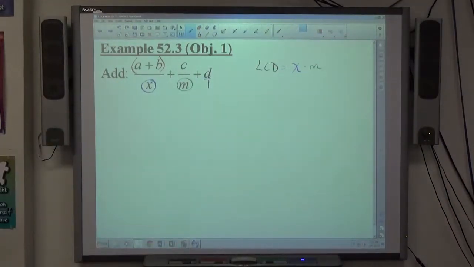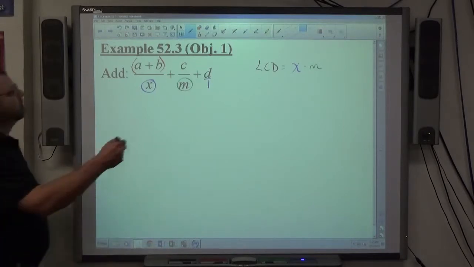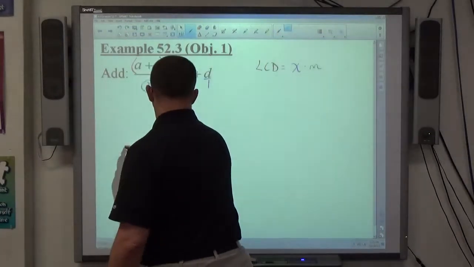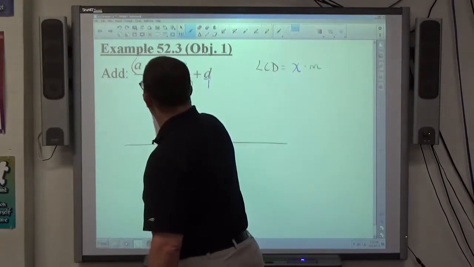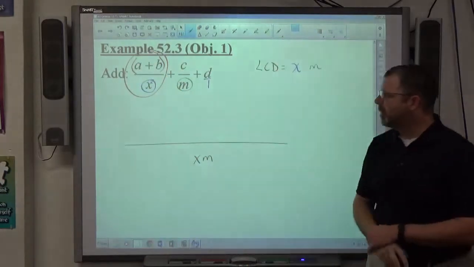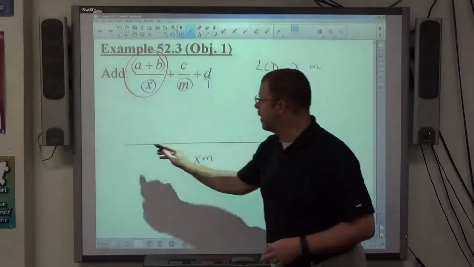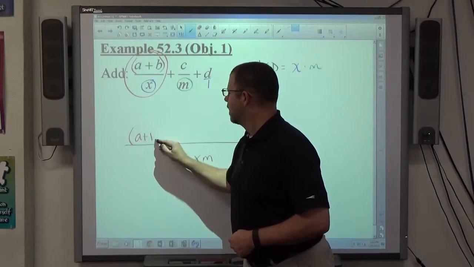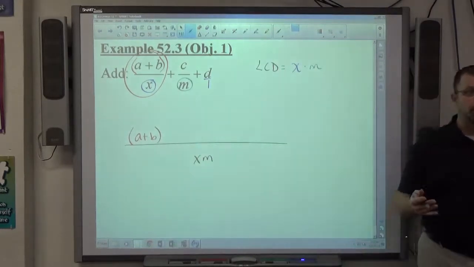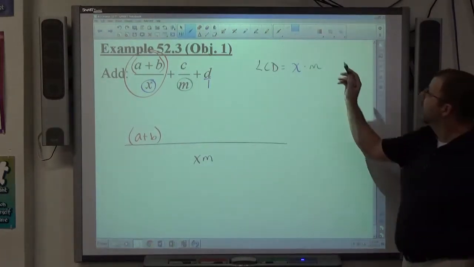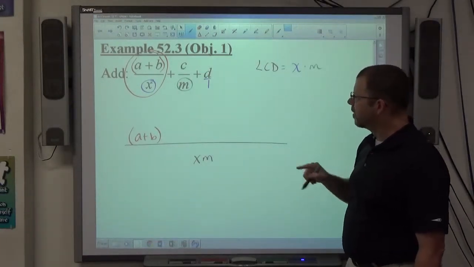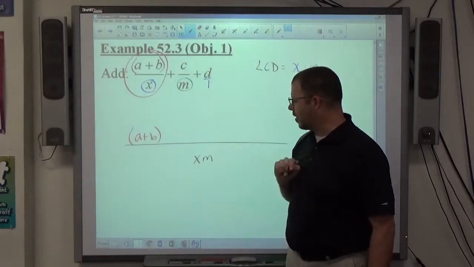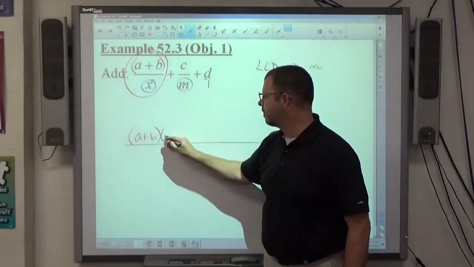Then once we establish the least common denominator of xm, our next task is to create the correct numerators for that denominator. So we have our first fraction, a plus b over x. So the current numerator is a plus b. And again, I'm putting the current numerator in parentheses to treat it as one single object. Looking at the denominator, what it was and what it is now. It was x, now it's xm. What's new? M. So times m.